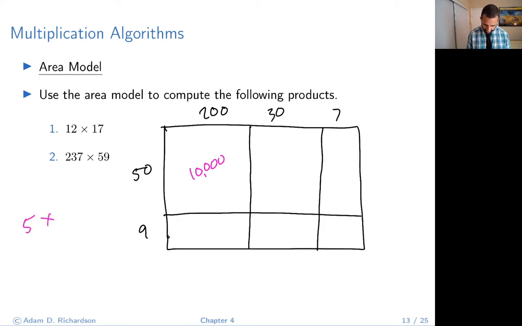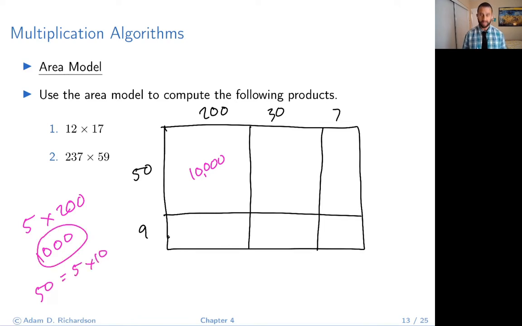What's 5 times 200? That one's a lot easier, right? That's 1,000. Okay, there we go. That's 1,000. And then what's 50? Well, 50 is 5 times 10. So all we've got to do now is multiply that by 10, and that'll give us 10,000. So that is 50 times 200. Sweet. All right. What is 50 times 30?